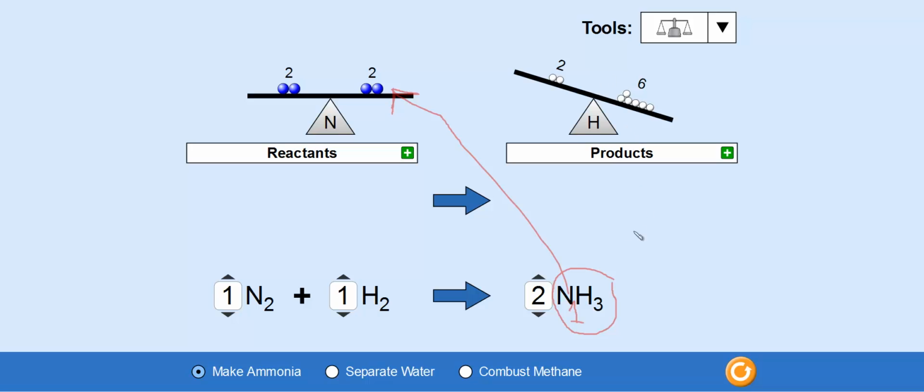We have to fix that because we increased the number of hydrogen. When you put 2, this 2 times 3 equals 6. So 2 times this 3 gives you 6. Therefore, we have 6 hydrogens on the product side. But on the reactant side, we have 1 times 2, so 1 times 2 is equal to 2. Therefore, we have 2 hydrogens on this side.